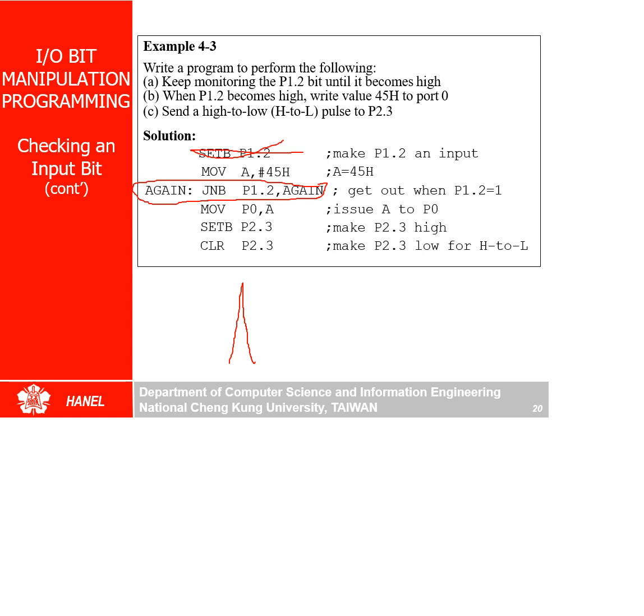So here keep monitoring P1.2. If P1.2 is 1, then move 45 to P0 and send a pulse. If P1.2 is 0, just checking. When it is 1, move 45 to P0 and give a pulse.